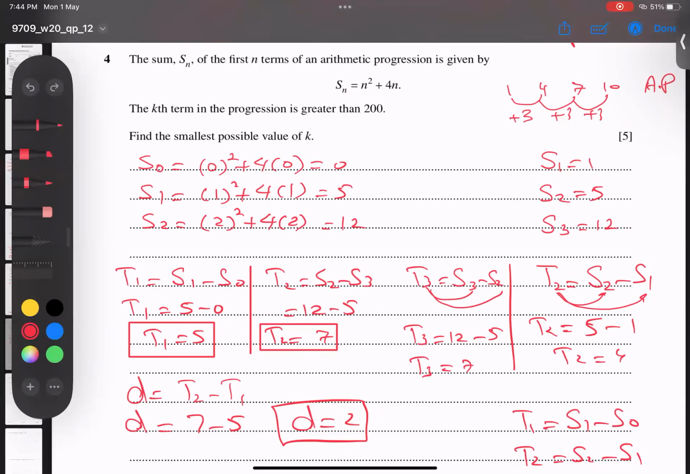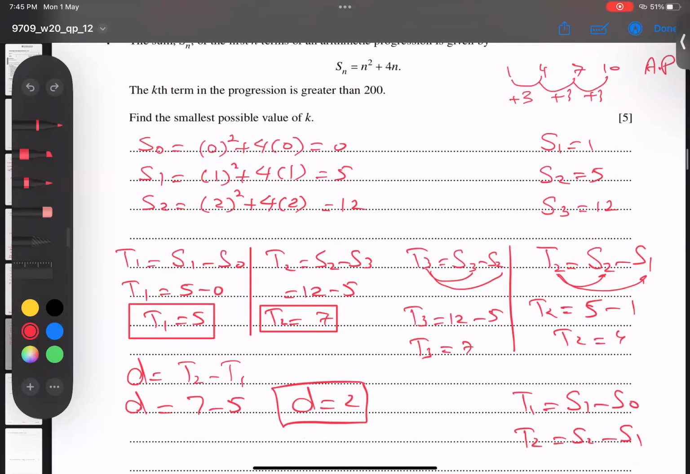Now I can easily go for the next part. And what is the next part? He's asking that the kth term of the progression is greater than 200. Let's say the nth term of the progression is bigger than 200. So we have a formula.